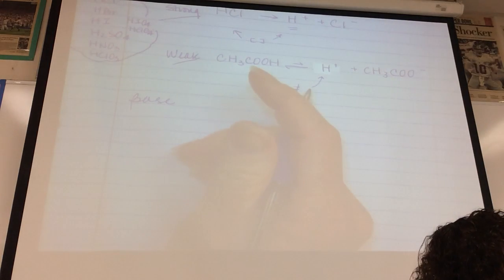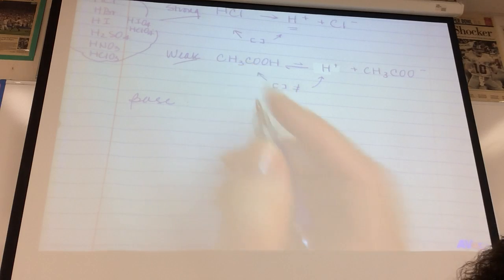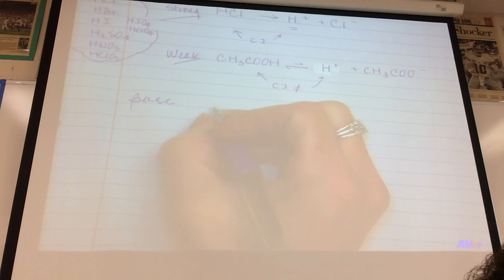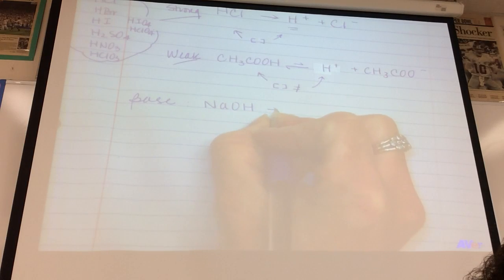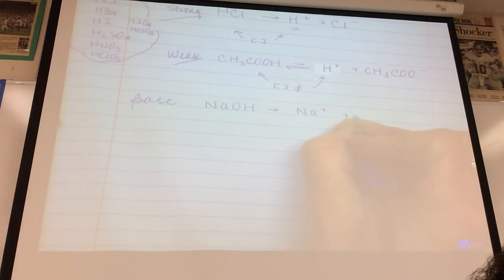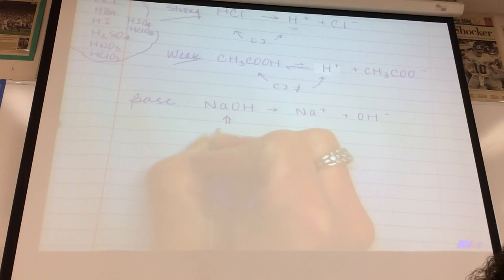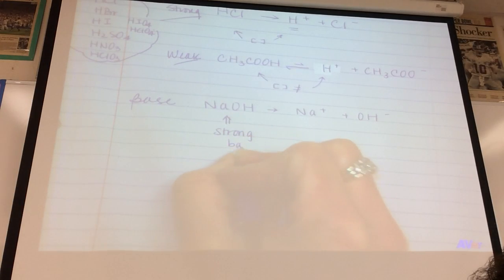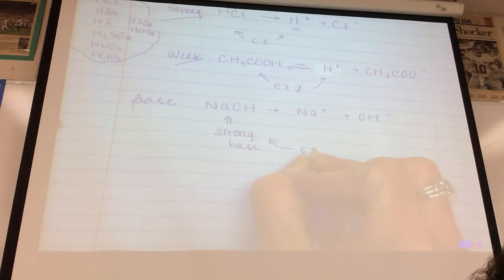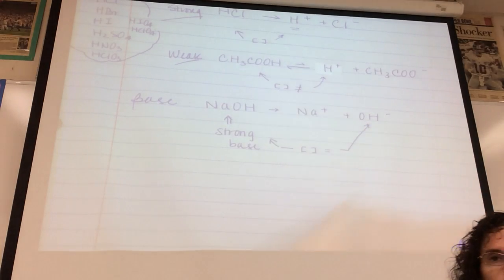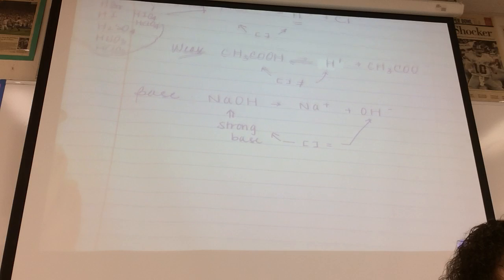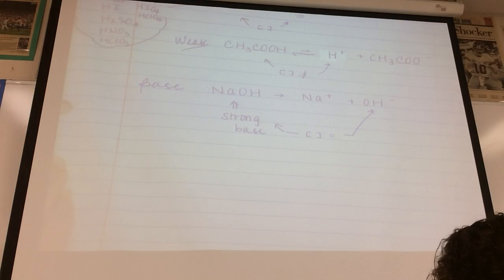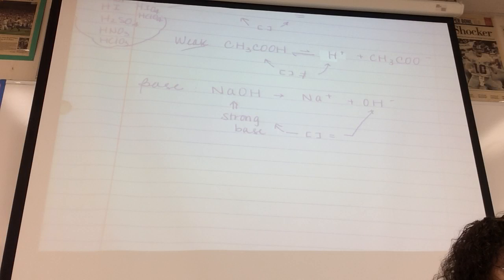In regard to bases, if they're Arrhenius bases, they generate hydroxide ion when dissolved in water. For example, if you had sodium hydroxide, you have sodium ion and hydroxide ion. This one is a strong base, meaning that it ionizes completely. And these two concentrations would be equal as well. And we'll talk about some of the other bases in a little while.